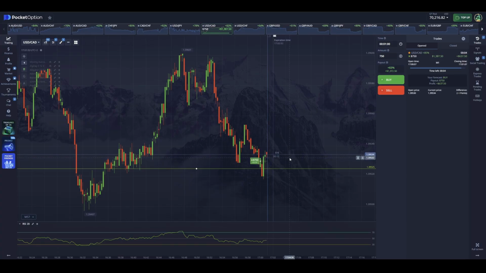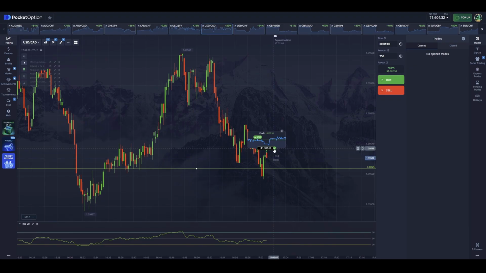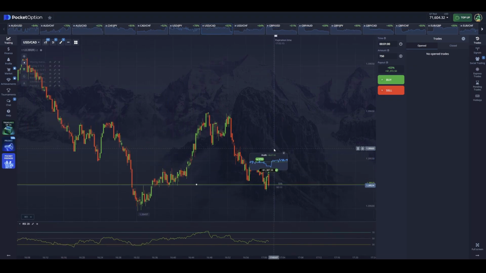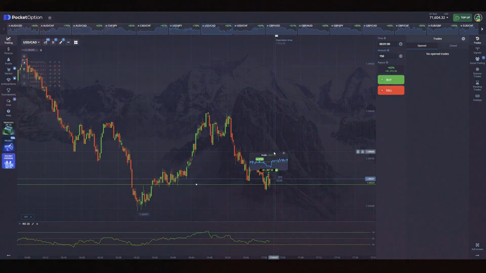Yeah, as you can see, we're currently making a profit of $630. And now let's figure out how this strategy actually works. That was just an example of a trade. Now we'll go over all the settings, all the entry points, so you'll be fully ready for strategy number 1.